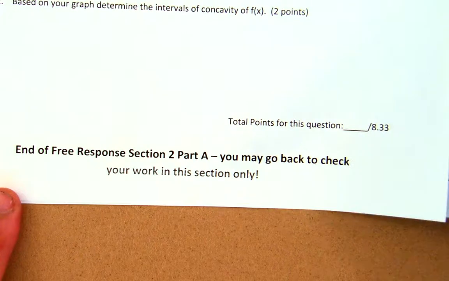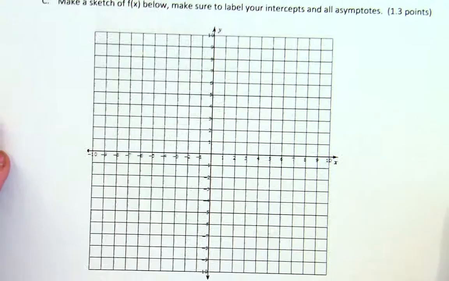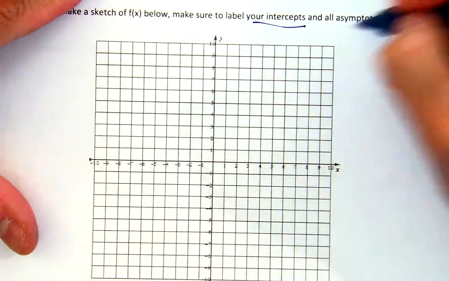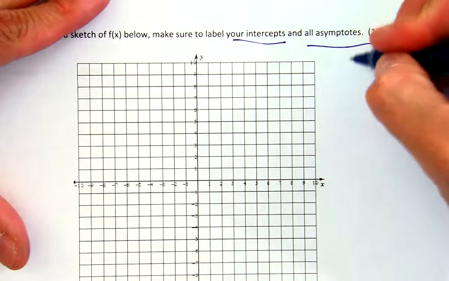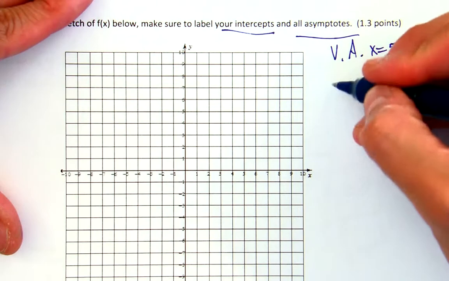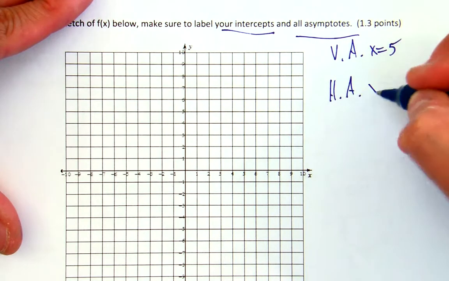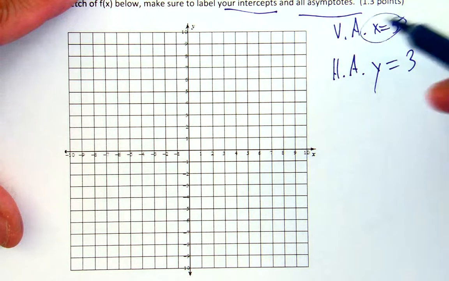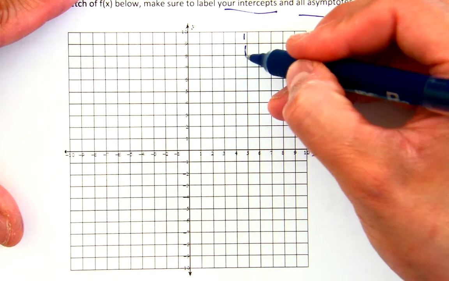All right, part C. Part C says, make a sketch of f of x below. Make sure to label your intercepts and asymptotes. So my vertical asymptote was at what, 5? It's x equals 5. True. What's my horizontal asymptote? At y equals what? Okay, so let's go at it. So I'd go to x equals 5, put a dotted line.